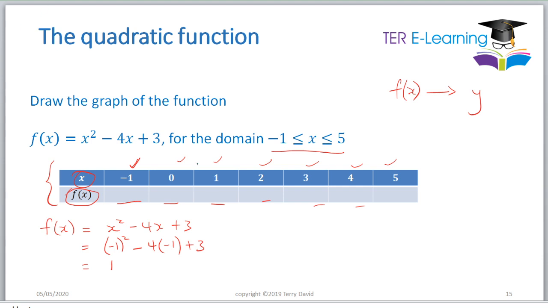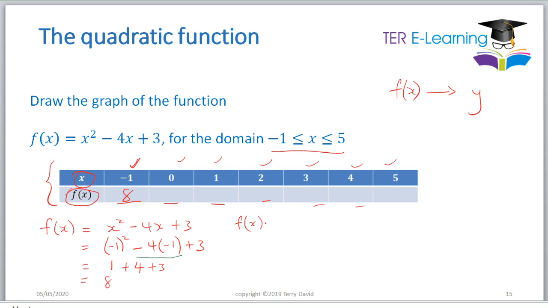Then I need to work out this piece here: -4 multiplied by -1. That's what that means. -4 multiplied by -1 becomes +4. And then we have +3 at the end. So this gives me 1 + 4 + 3, which is 8. Which means that my first value here is 8. So we have to do this for all of them.